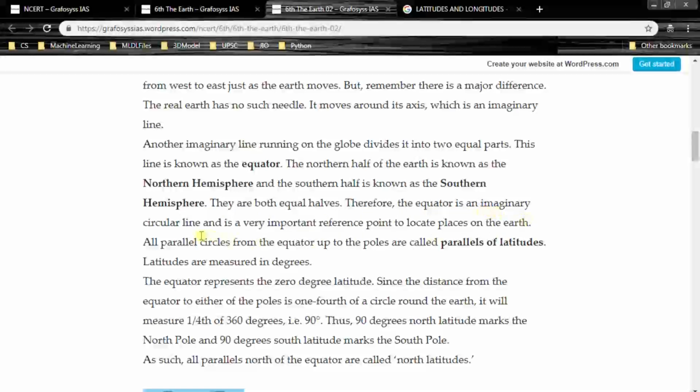Therefore the equator is an imaginary circular line and is a very important reference point to locate places on the Earth. All parallel circles from the equator up to the poles are called parallels of latitudes. So latitudes are measured in degrees. So this is the equator. If this is considered as the globe, this is the equator, and the parallel lines to the equator are called latitudes. These are measured in degrees, right? The equator represents the 0 degree latitude. So this is 0 degree latitude, the equator line.